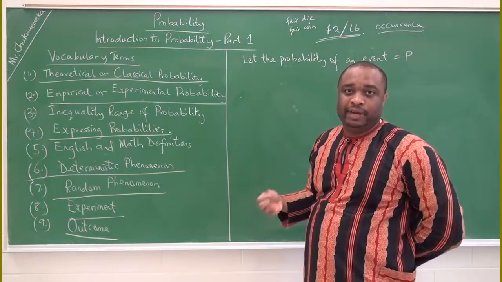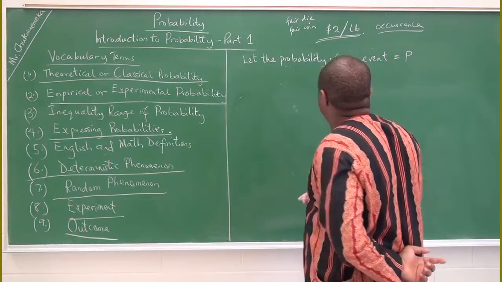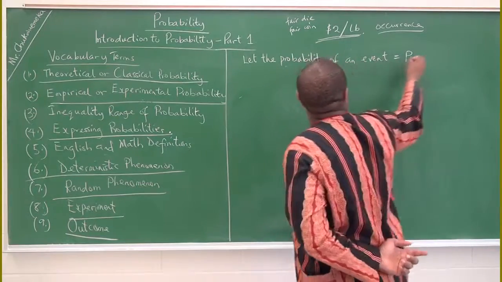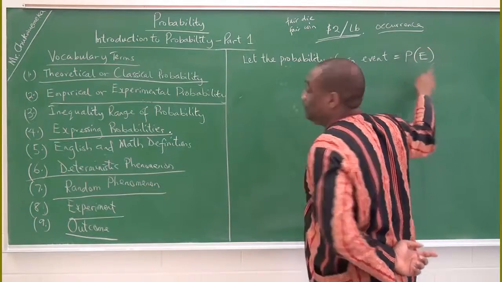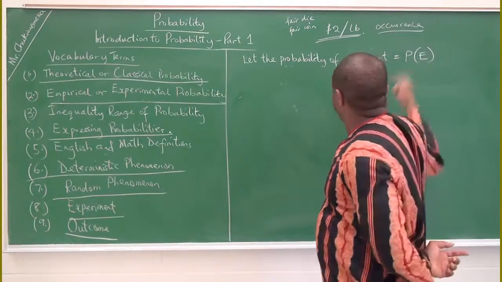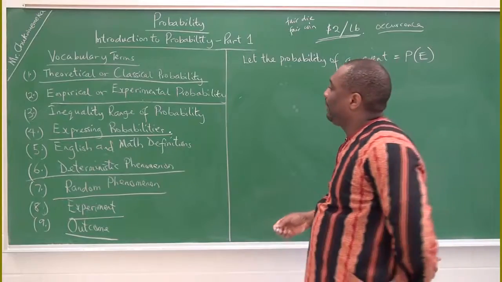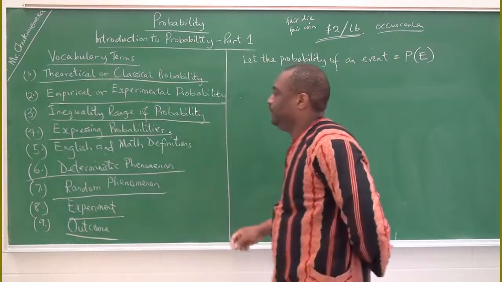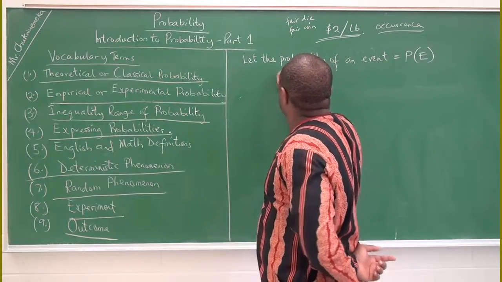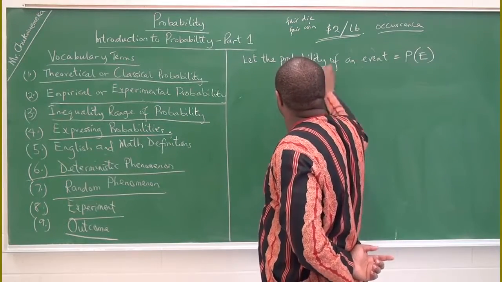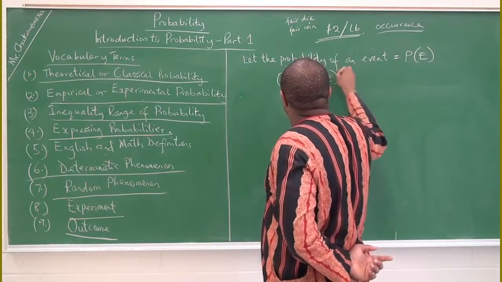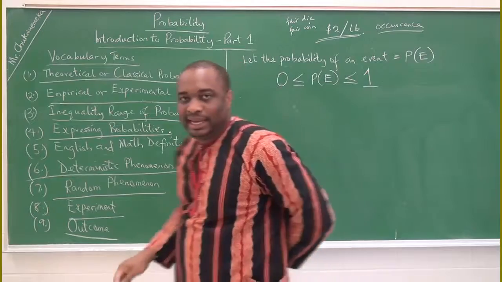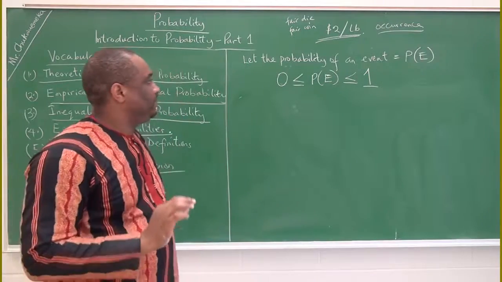Let the probability of an event be P of E. So, the inequality range of probability. What does this mean? We have that 0 is less than or equal to the probability of an event, which is less than or equal to 1. This is known as the inequality range of probability.